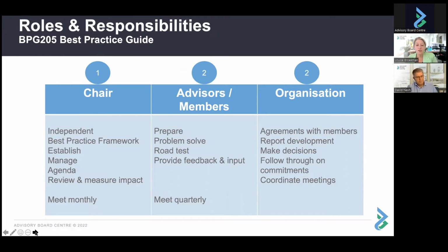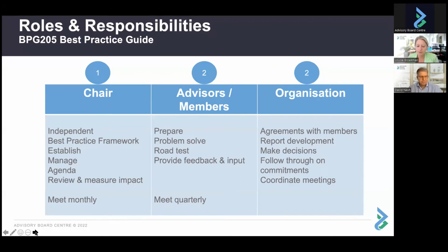The organisation makes decisions. The advisory board, the chair and the external advisors don't make decisions. They're there to problem solve. The organisation then makes decisions. Now, they may not make decisions, and it's best that they don't make decisions within those meetings. In the meetings themselves, they'll say, I'm committed to making a decision, or I'm committed to following through to investigate further to make a decision. So separating out the decision-making from the advisory board meeting is a quality process.